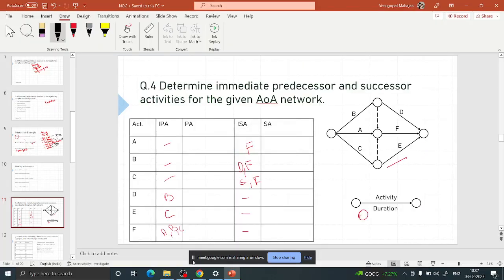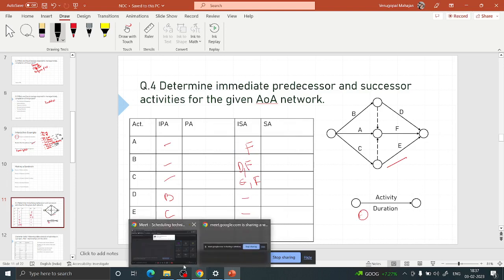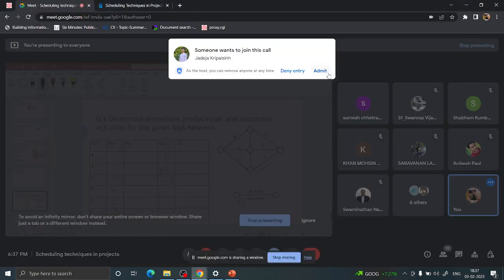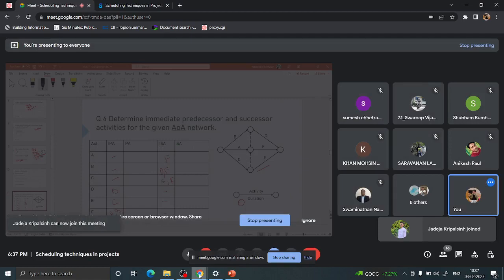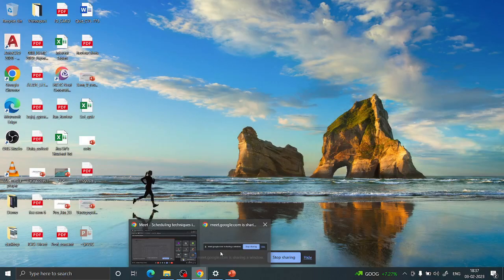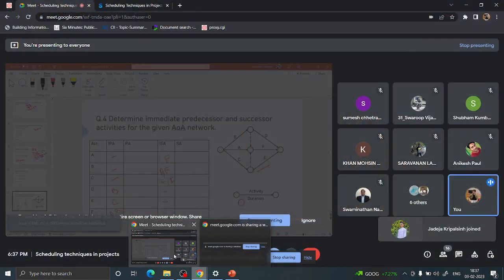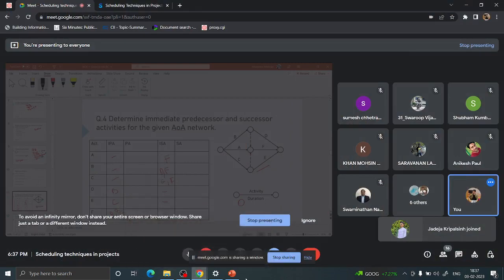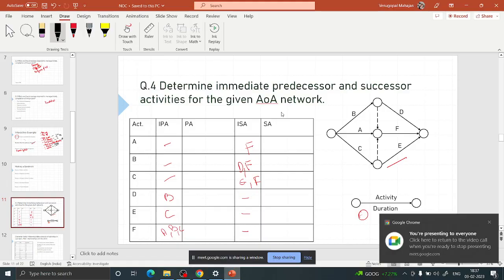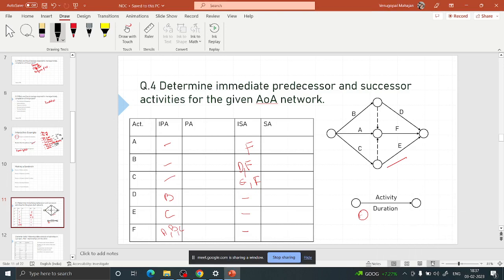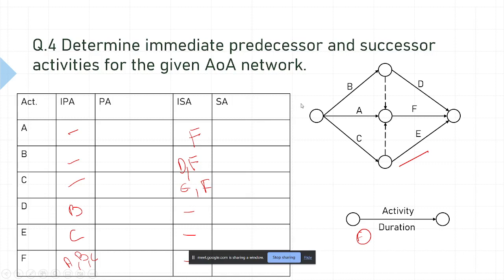Sir, what will be the PA and SA? What do you mean by a predecessor activity? The activity just before the activity, like for F, we have A, B, and C. So what will be the PA? It's IPA. Yeah, it is clear.